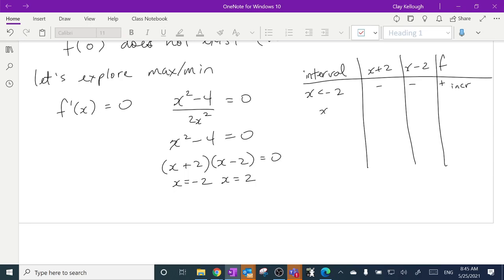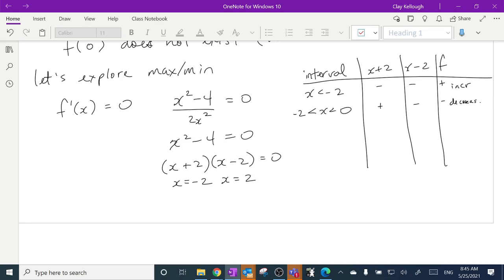Let's go now between negative 2 and that critical value that ends up not even existing, but I know it's a critical value, so I should explore it. What happens when I'm between negative 2 and 0? Well, pick a number between negative 2 and 0. How about negative 1? Negative 1 makes that a positive, makes that a negative, so that's a negative, so we're decreasing.